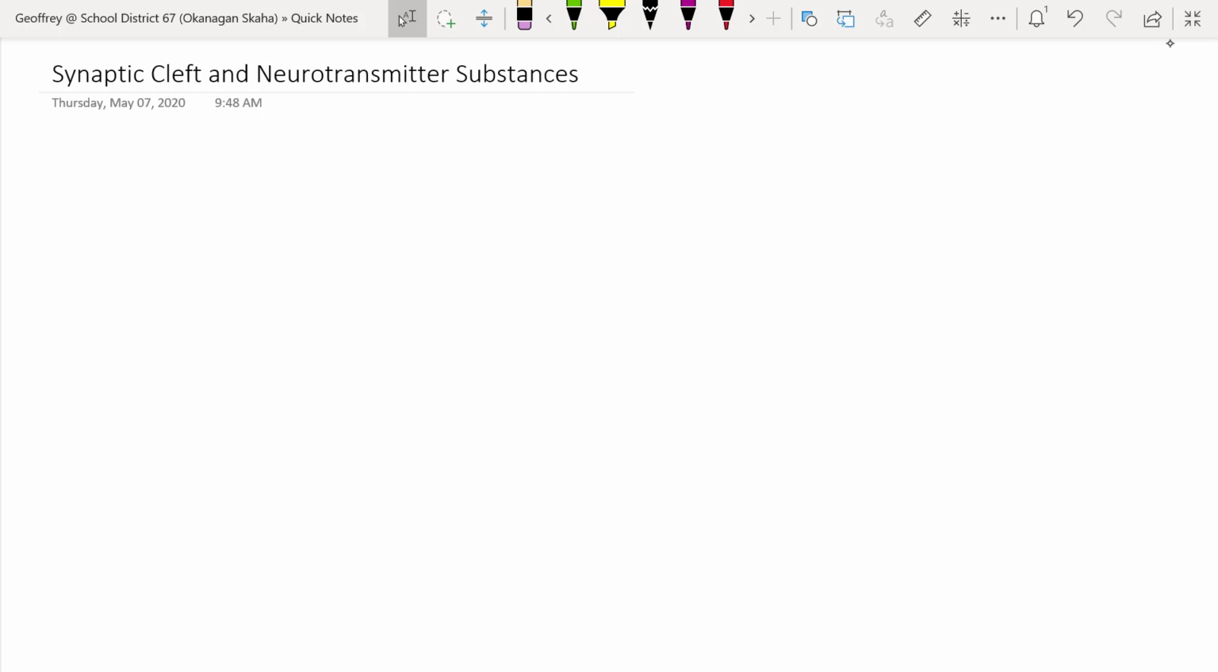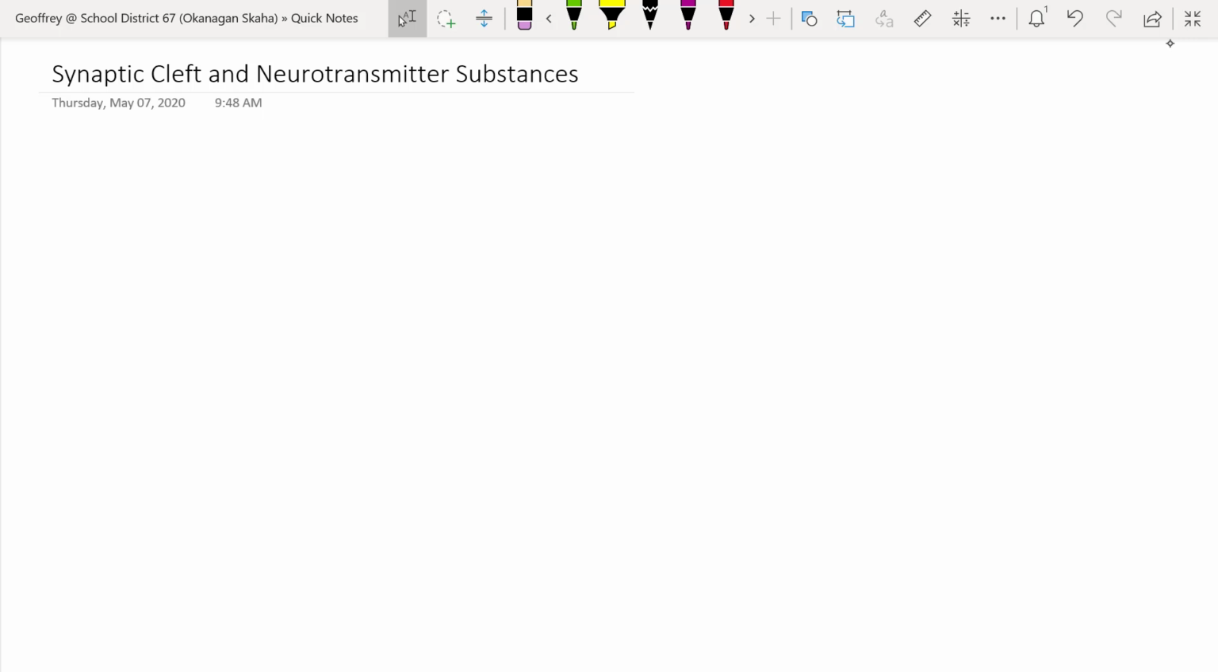So we are getting into how nerve impulses are being passed from one neuron to another or even to an effector. The title of this is Synaptic Cleft and Neurotransmitter Substances, and we've learned about how signals are propagated along a neuron, more specifically, an axon. That was the last video, and if you haven't checked that out, please do.